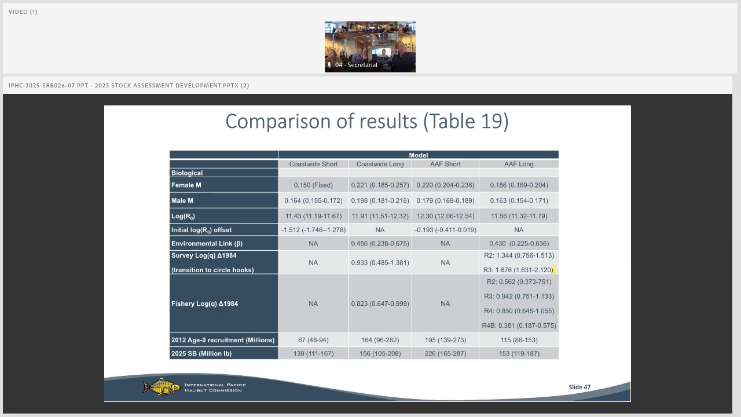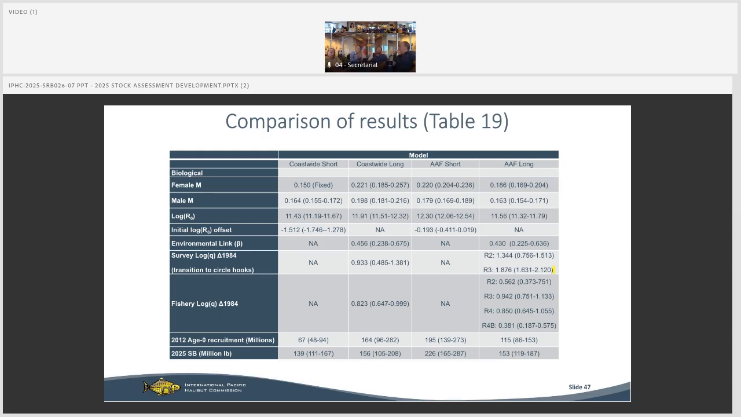I'm trying to interpret the survey log Qs there. Before you'd said that the CPUEs doubled overnight. Is that what this means? A log Q of 1? I think basically, yeah. Sorry, I should have back transformed those. Oh, no, that's your time variant. That's the delta in 1980.